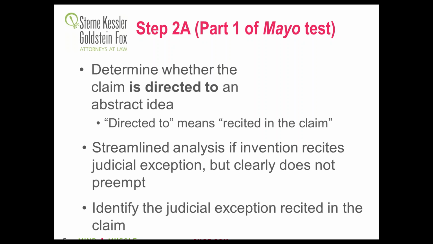Now, of course, we're going to be focusing on abstract ideas here since we are talking about software, but this applies to any judicial exception, law of nature, natural phenomena. There's also, and we're going to go into this in more detail in a later slide, an option for streamlined analysis if the invention may or may not recite a judicial exception, but clearly does not preempt or otherwise tie up that exception. And then step 2A also talks about how you identify the judicial exception recited in the claim, and it requires that the examiner actually lay out that abstract idea.